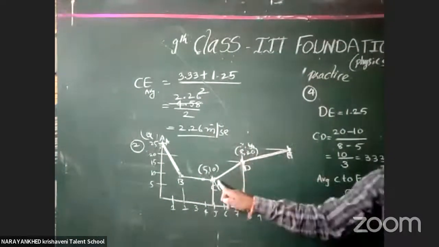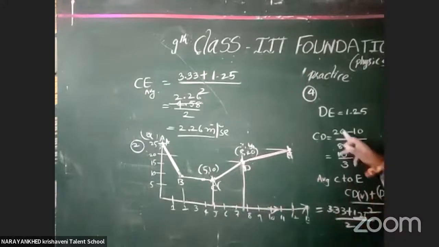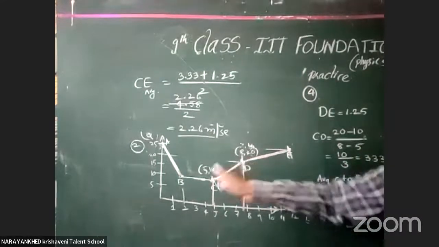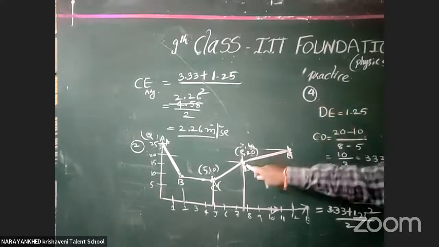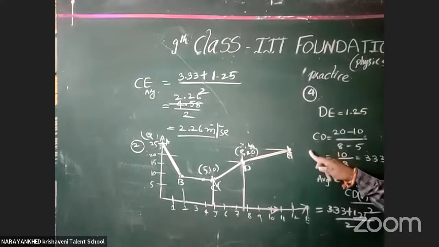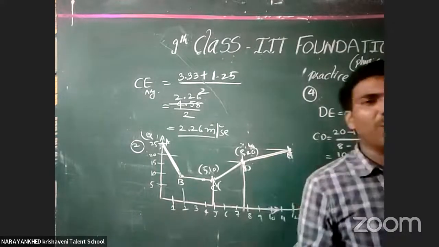You know very well what the velocity from C to D is. The C to D velocity is 20 minus 10. The y coordinates are 20 minus 10, the x coordinates are 8 minus 5. That is 10 by 3, which is 3.33. Already we have considered D to E. What is the velocity? That is 1.25. There are two components.